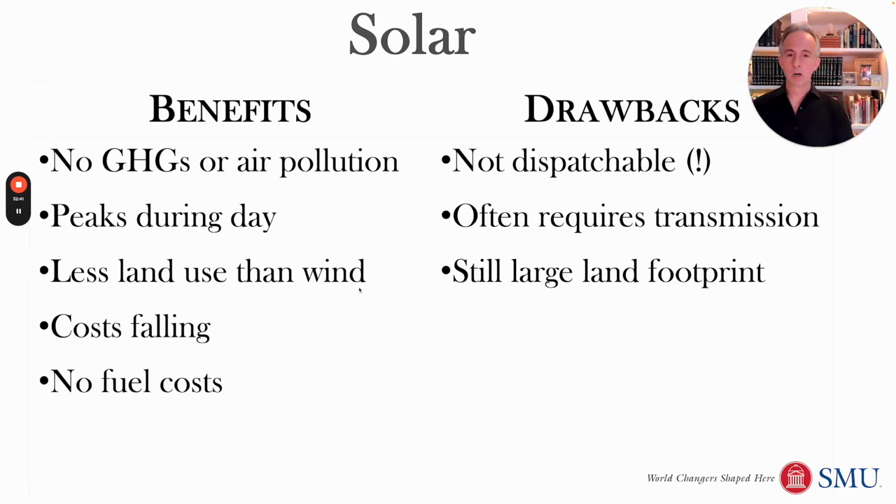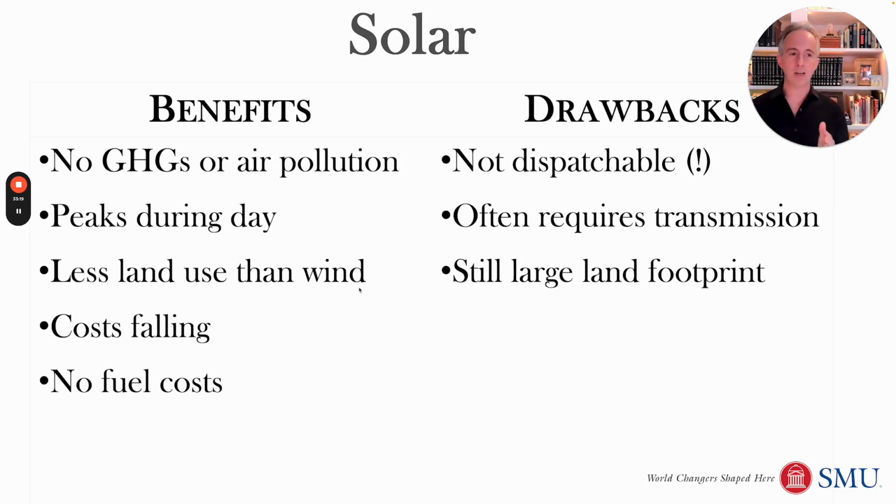Okay, solar. We'll see in some ways a similar profile to wind, but we'll see some slightly different benefits. So again, like wind, no greenhouse gases or air pollution. One big benefit, and we'll see this is very important, solar power, of course, peaks when the sun is highest. And we'll see that that's valuable because that lines up better with when people typically use power. We can also see that it tends to use a little less land than wind. It's a little bit more efficient in terms of its land use. Like wind, its costs are falling and it doesn't have fuel costs.